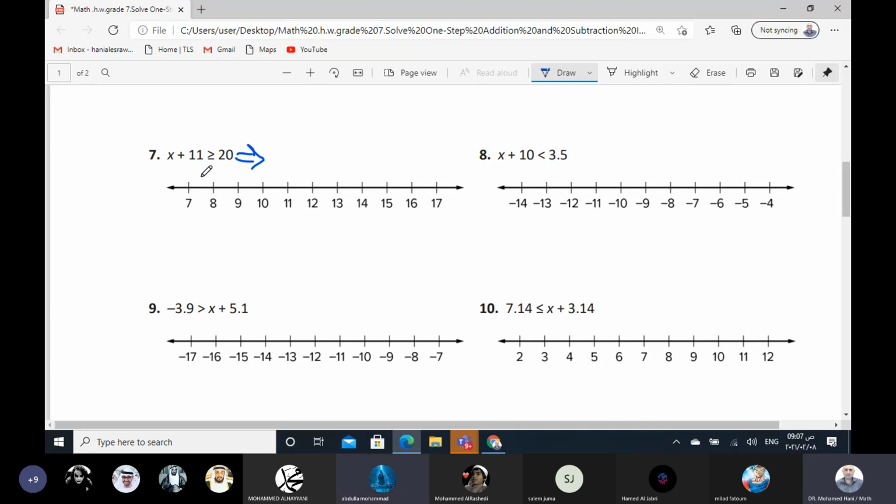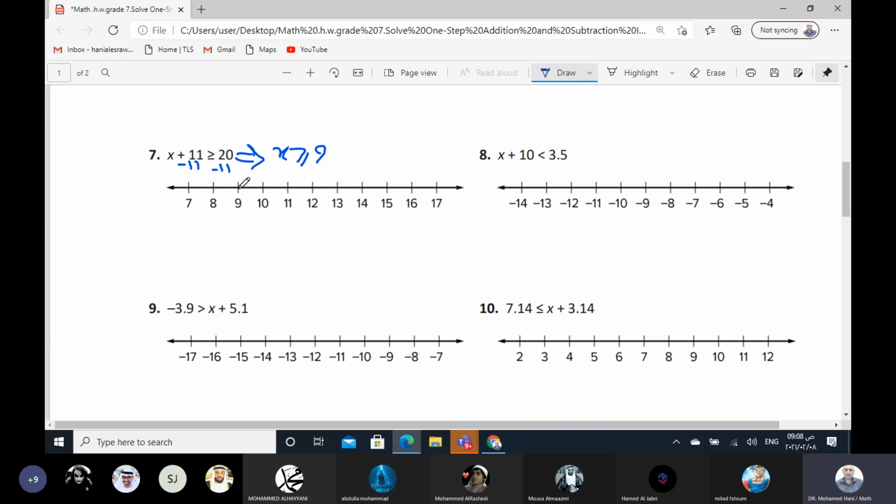First of all, Mr. we need to keep the x alone. So minus 11 by minus 11, the opposite. So it will be 0. So it will be x, and 20 minus 11, it's 9. So x greater than or equal to 9. So we need 9 and bigger.